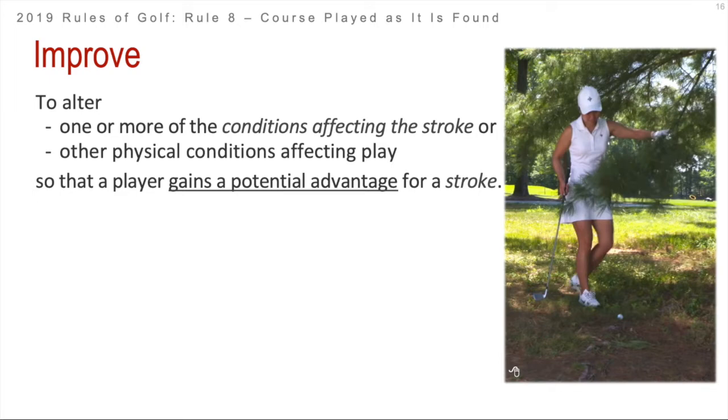So let me show these videos again. The first one is a definite penalty. The second one might still rise to the level of penalty, probably still rises to the level of penalty, but it is a lot tougher to determine.